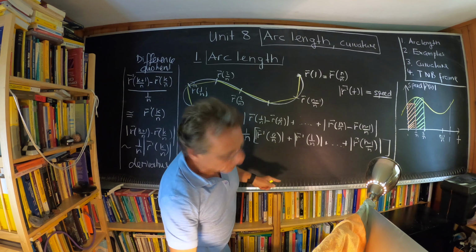purple. So we have all these rectangles, and what we have is this quantity which we have computed here, the length of this polygon, approximating the length of the curve, is equal to an area under the curve, or almost an area under the curve. This is called a Riemann sum.